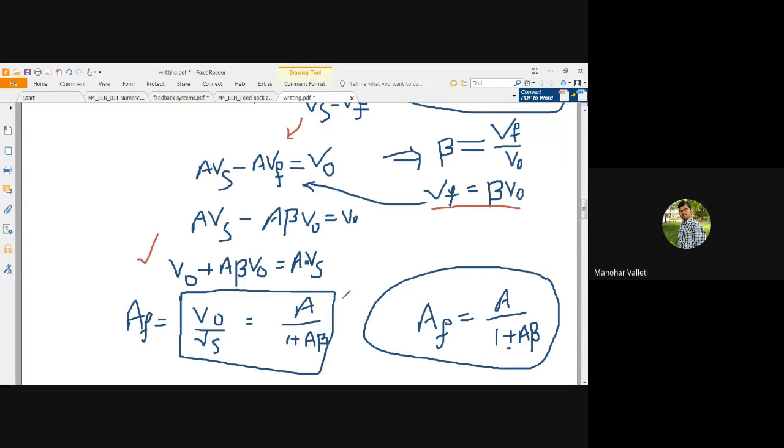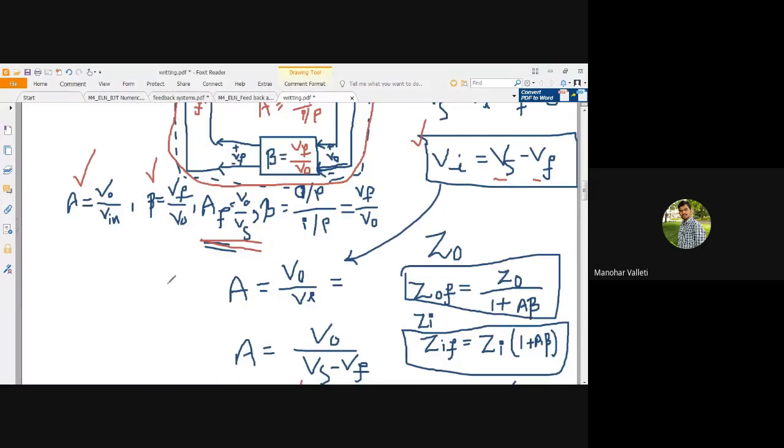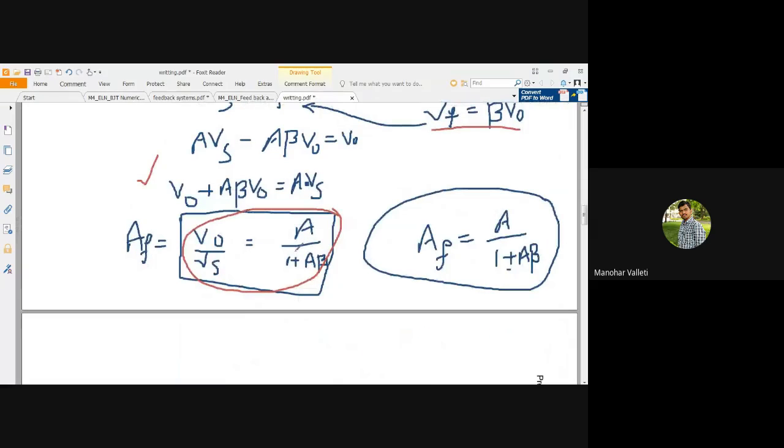Since V naught by Vs is equal to AF, the feedback gain is A by 1 plus A beta. For a voltage series feedback, AF equals A by 1 plus A beta. And please note, anywhere you use negative feedback, you will always get the feedback gain like this only, A by 1 plus A beta. We can observe this in coming discussions also. So this is the derivation for the feedback gain of voltage series feedback.